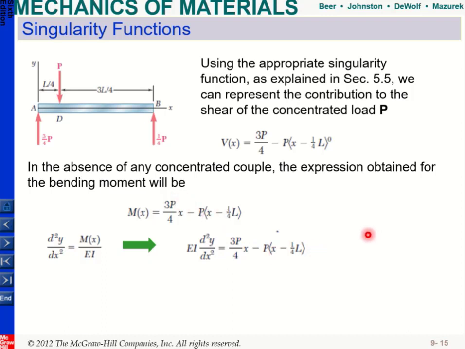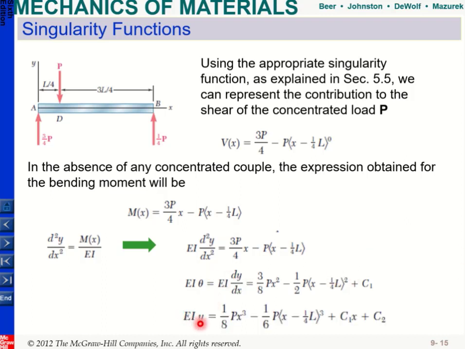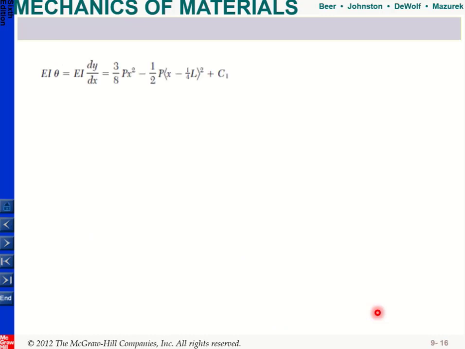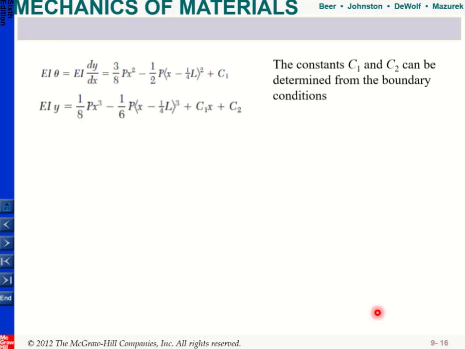Then all I need to do is integrate it once to get my slope, and if you integrate one more time, you get your deflection. In this case, this deflection equation is valid from A to B, so I don't have four constants. I just need to find these two constants. If I write it back, I just get these two constants, and I look at the boundary conditions to determine them.